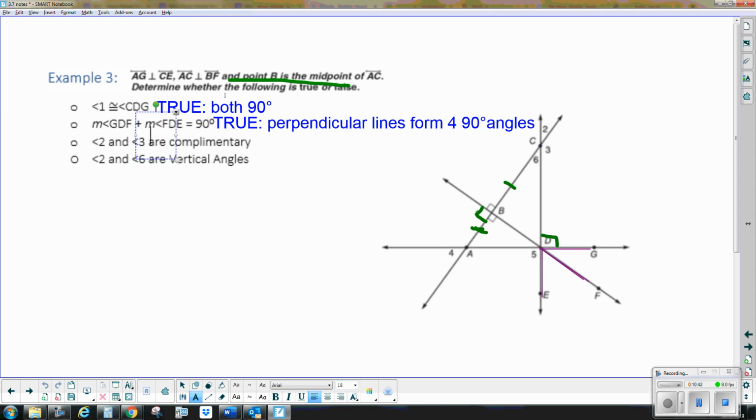Then it says angle 2 and angle 3 are complementary. These are the two angles I'm talking about. That one is false. And then angle 2 and angle 6 are vertical angles. So here's angle 2, here's angle 6. Yes, those two are vertical angles. Therefore, we know that they're congruent.